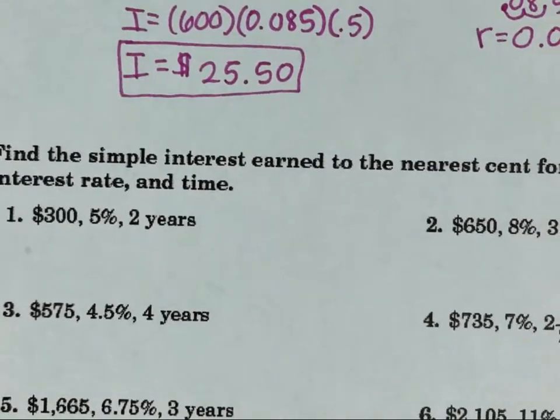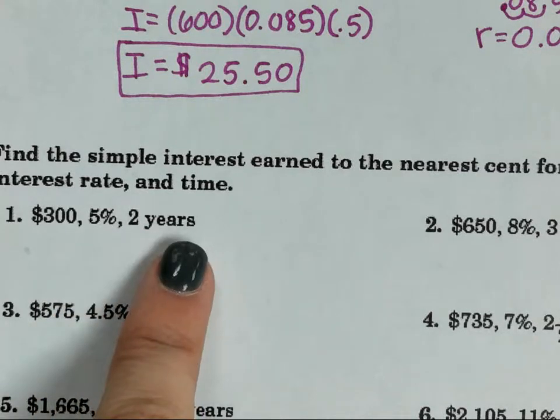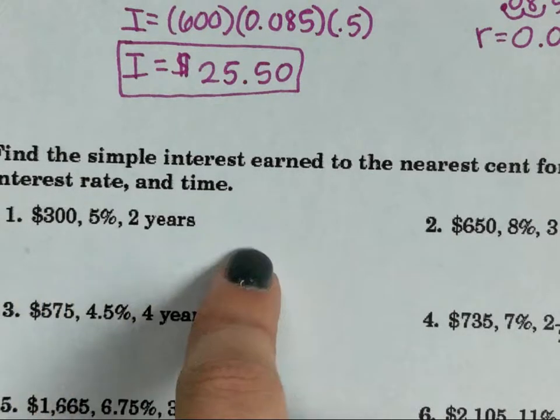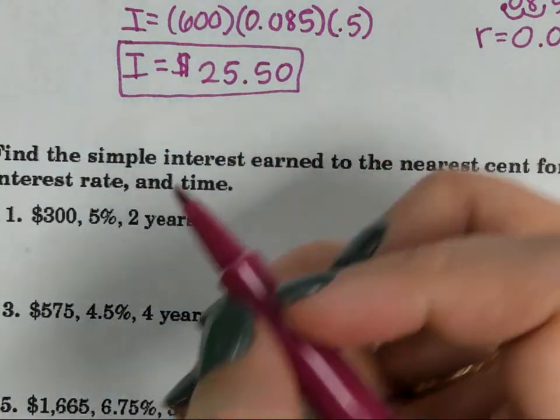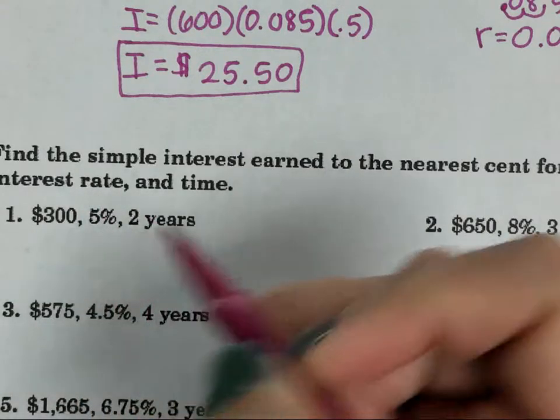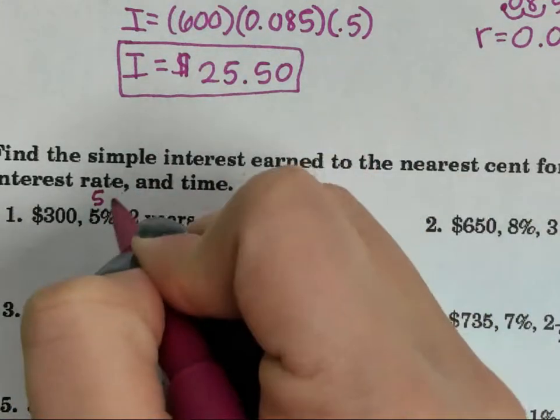Alright, so if you read the directions, it says that we're still finding the simple interest earned to the nearest cent, so to 2 decimal places, for each principal, interest rate, and time. It's given to us in that order: principal, interest rate, time. But first, before I do anything, what do I have to do with this 5%? Change it to a decimal.